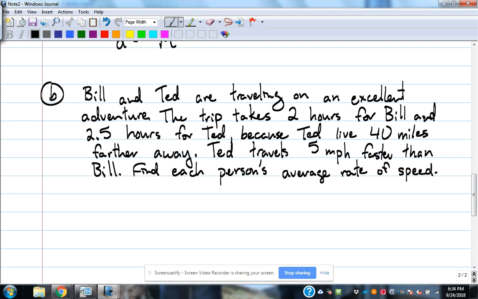Ted travels faster. He's not as worried about getting a ticket. Bill has some points on his license.